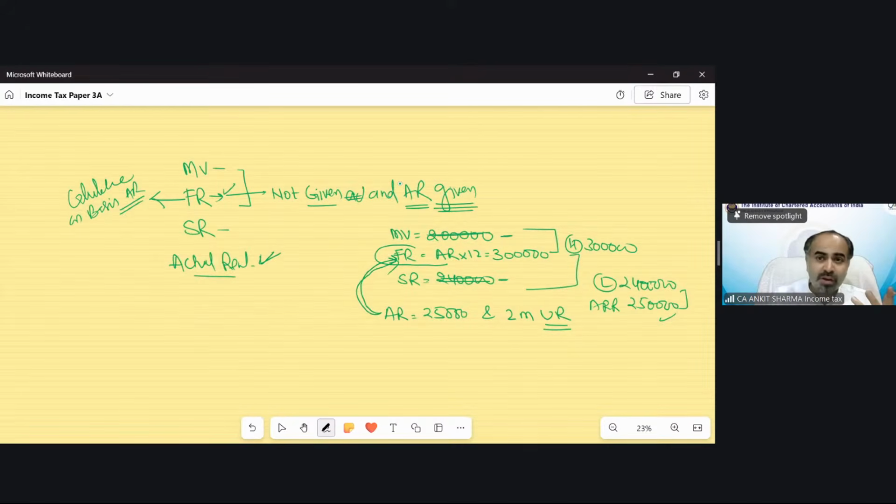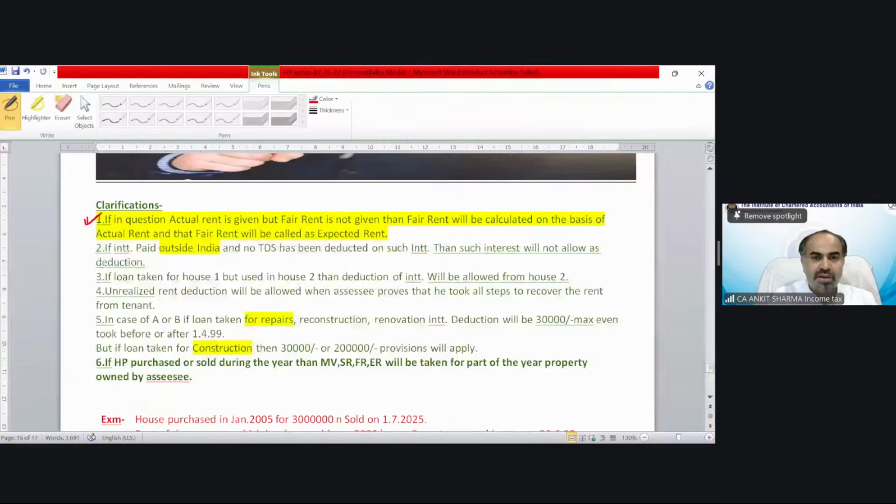So when you solve a question and there is no fair rent, maybe you are treating it as a dash and you will see that you are not able to find the correct answer because you are not applying this clarification. So if fair rent is not given, you have to calculate it on the basis of actual rent. So if in the question actual rent is given, but fair rent is not given, then fair rent will be calculated on the basis of actual rent and that fair rent will be called expected rent.